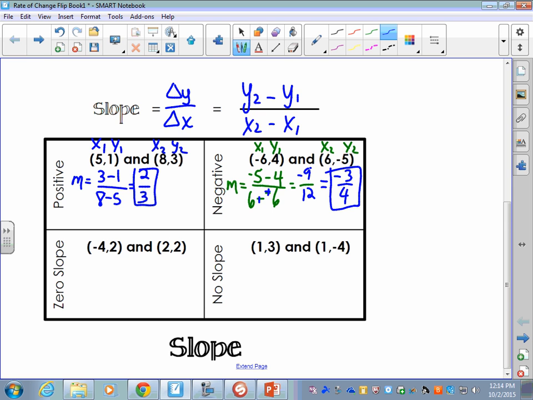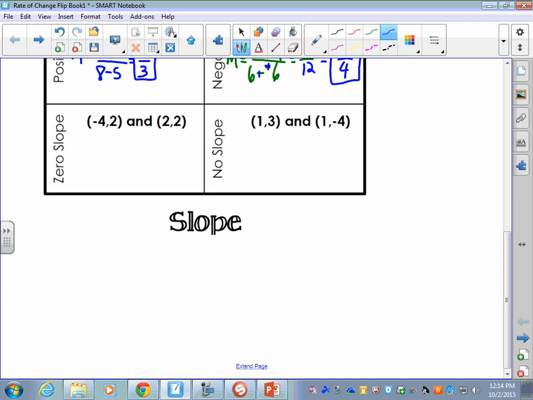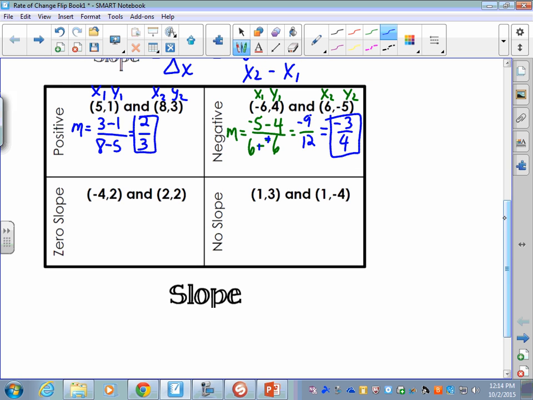Alright, 0 slope. We're going to add a little note to this one because there's a little pattern that occurs to help you eliminate work. We're going to do the formula. y2 minus y1. What numbers are going to be y2 minus y1? 2 and 2. Then x2 minus x1. 2 minus the negative 4. So 2 minus 2, that's going to give me my 0. 2 minus the negative 4, positive 6. Okay, 0 over 6, or 0 divided by 6, is just 0.